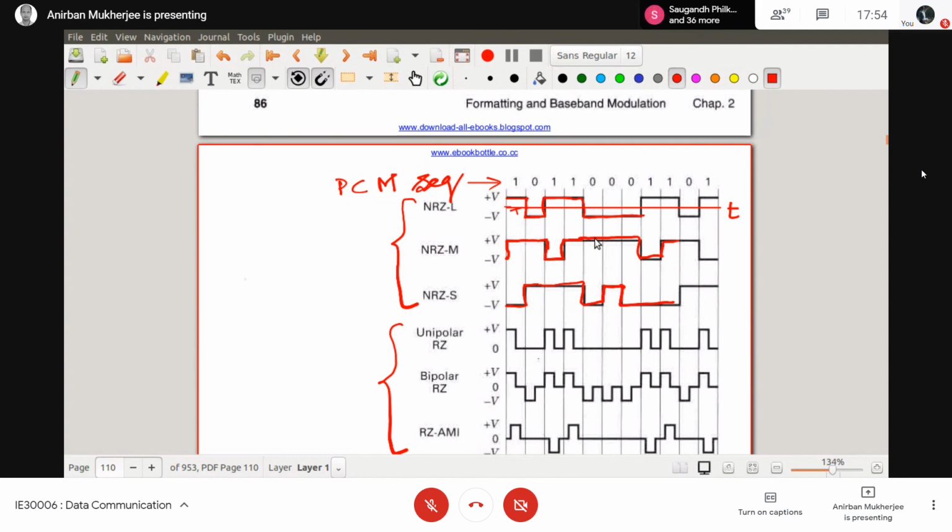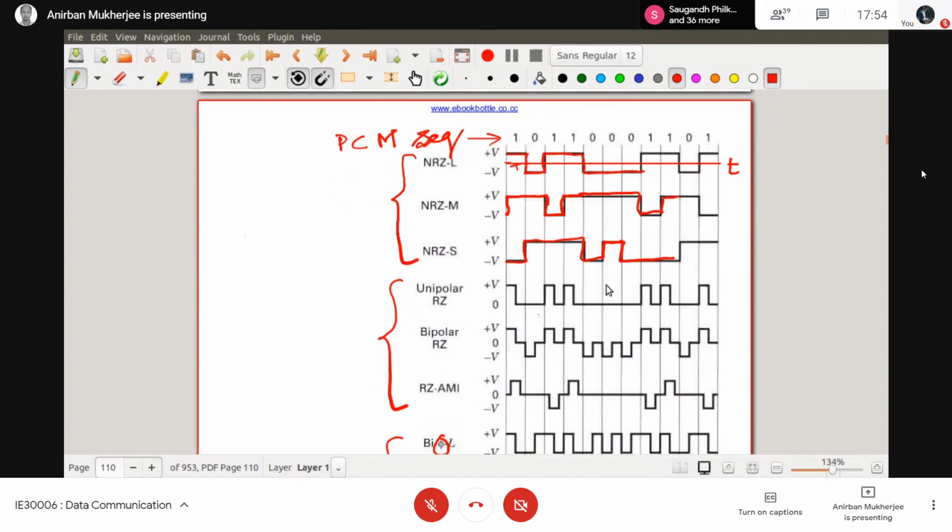Okay. So this is about NRZ, non-return to 0. You see, it will never be at 0 voltage. Now, unipolar return to 0: that means I have only 0 to V. Bipolar means minus V to plus V. Okay, bipolar means both sides of the 0. Unipolar means only one side of the 0.